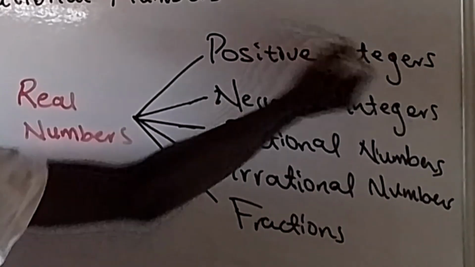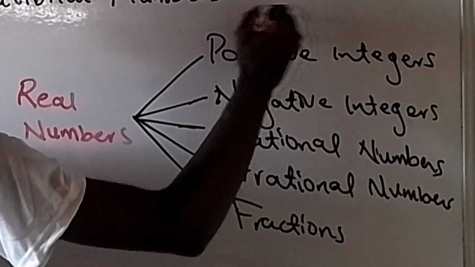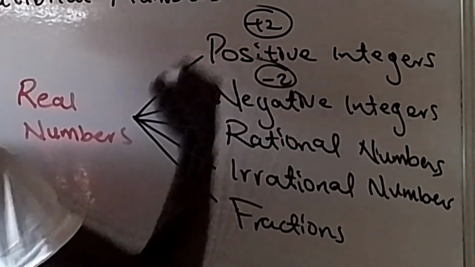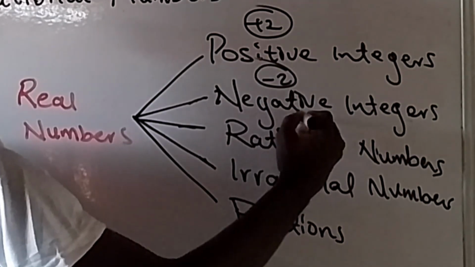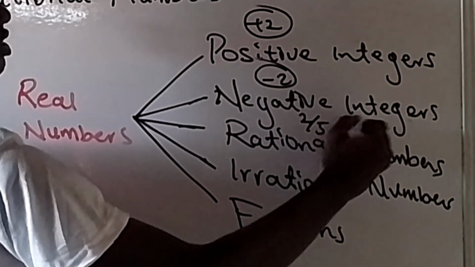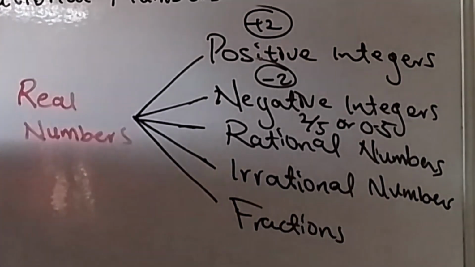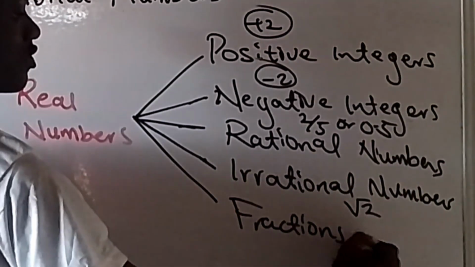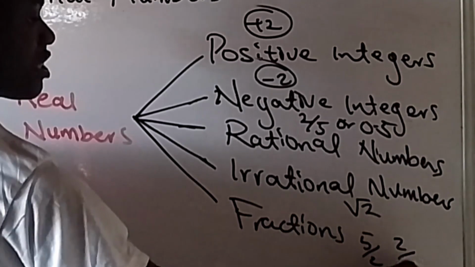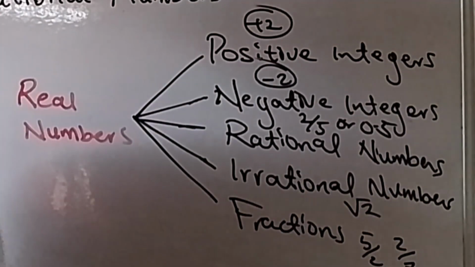So we can have positive integers such as +2, negative integers such as -2, rational numbers such as 2/5 or 0.5. We can have irrational numbers such as √2, then fractions 5/2, 2/7. So they all make up real numbers.